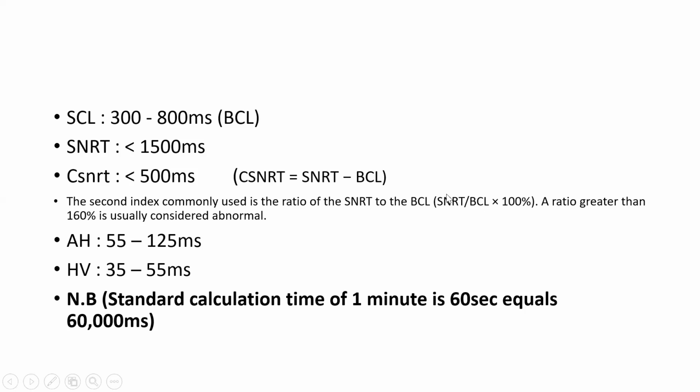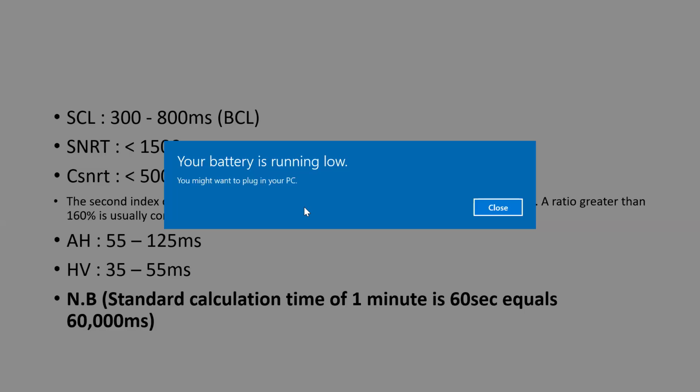Another method of determining the corrected sinus node function, or SA node function, is the ratio of the SA node recovery time over the basic cycle length times 100. If that ratio is above 160%, you will note there is a problem with the SA node. What we are saying in essence is that the longer the SA node recovery time, the more the abnormality of the SA node function.